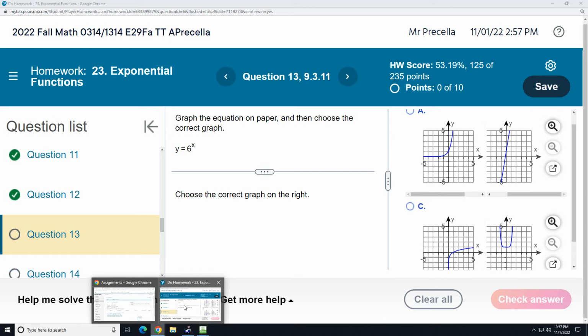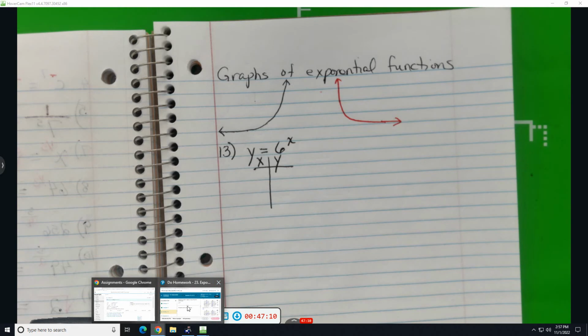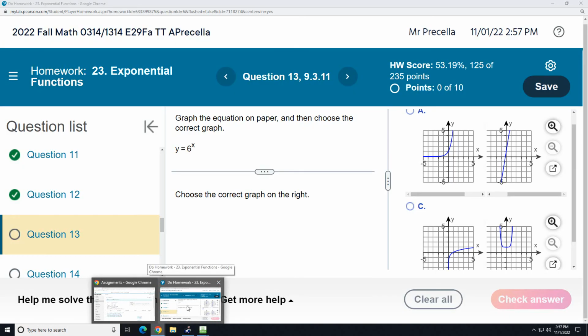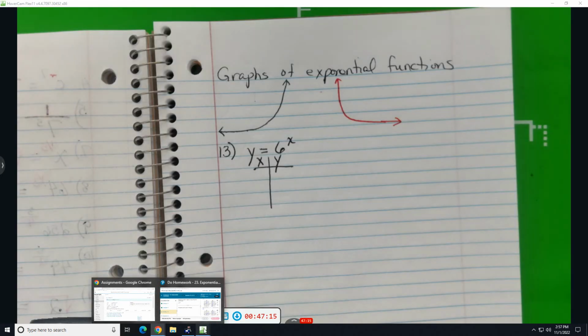And really, all you have to do to decide what the graph looks like is just plug a few numbers in for x. Okay? Wait, what am I doing? I'm going to plug a few numbers in for x. Which number should we use?